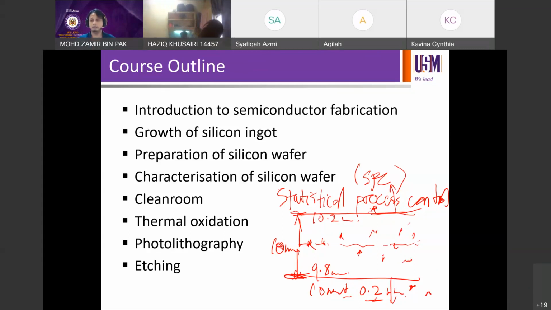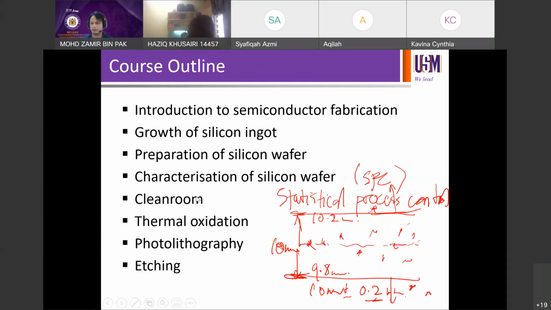I'm going to share a little bit about what an equipment engineer has to do in a wafer fab in order to sustain the process and the equipment. All in all, it's called SPC. Okay. So, characterization of silicon wafer, and then what is a clean room, bilik bersih.